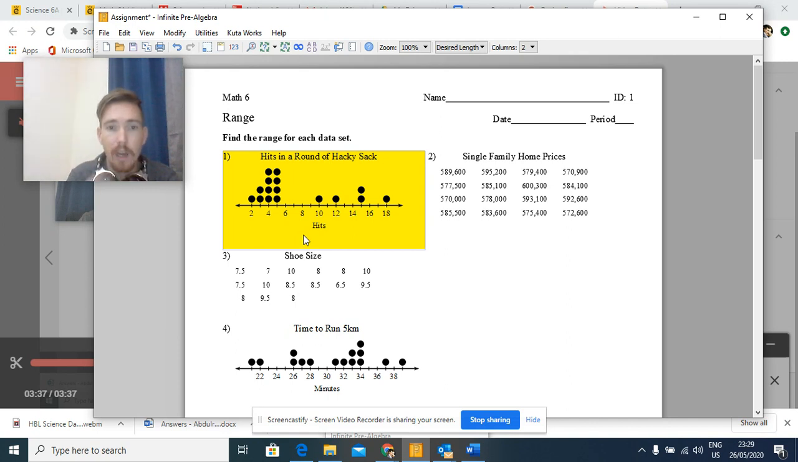Okay? So you could count the number line. Here, I highly recommend not counting from the lowest because you're going to have tens of thousands of numbers to count. So I would just look through here, find the highest, look through here again, find the lowest, subtract the lowest from the highest, and that is going to give you your range.